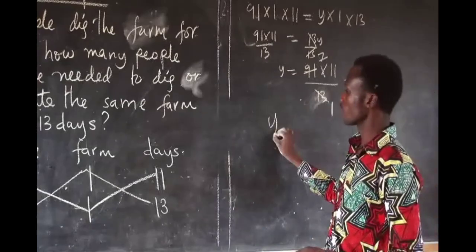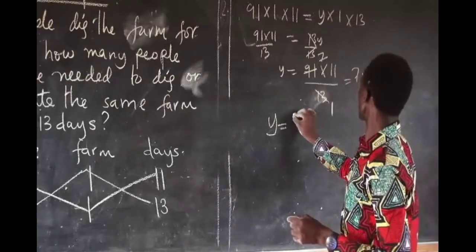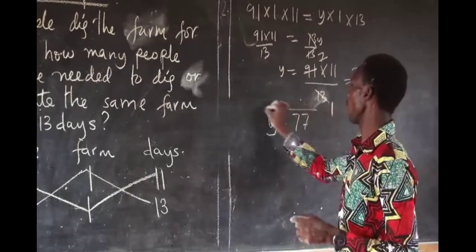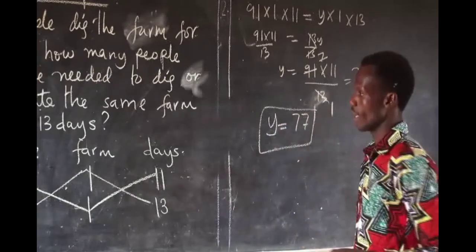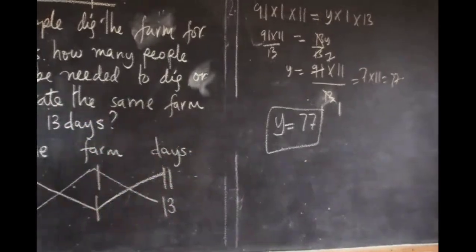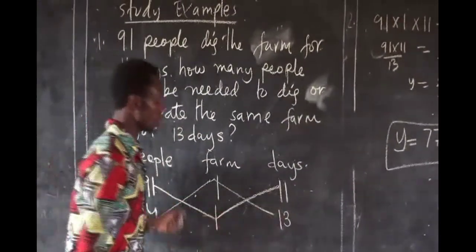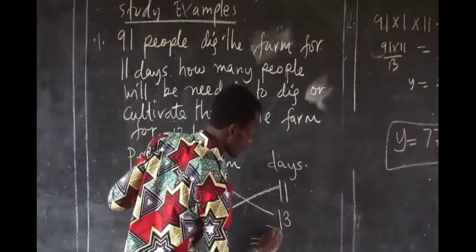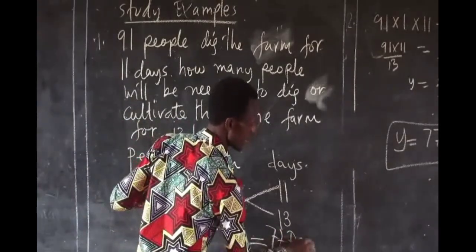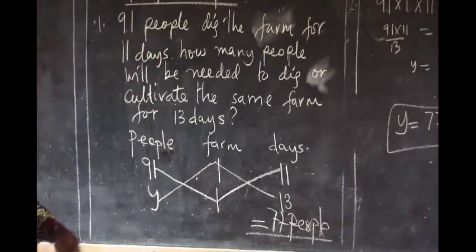Now, the number of people that were required to cultivate the same farm is 77. So from the question, the people that will be needed to cultivate the same farm for 13 days, we just have 77 people. So, this is how definitely we can do.